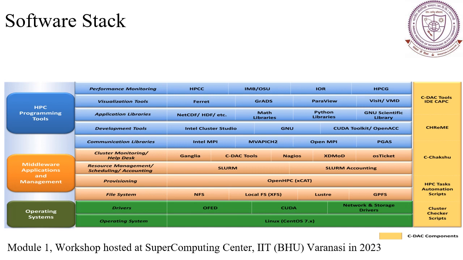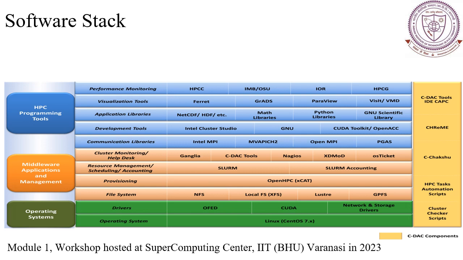Communication libraries. Communication libraries are used to enable HPC applications to communicate with each other across multiple nodes of the HPC cluster. Some common communication libraries used in HPC include Intel MPI. Intel MPI is a high-performance MPI library that is developed and supported by Intel.